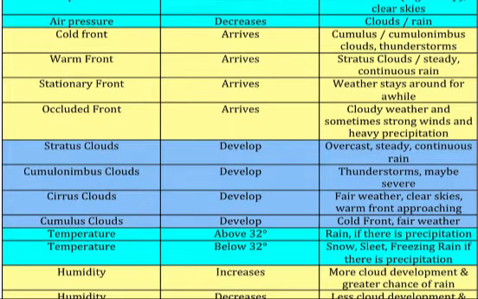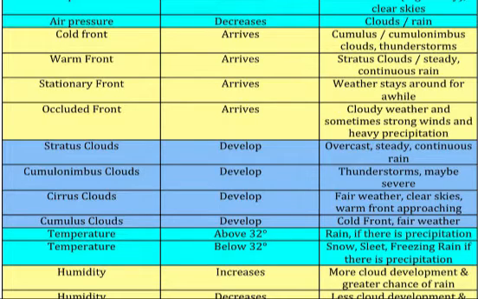You don't have to know clouds, but if your brain's already on top of all this stuff and you want to add a little bit more, check out the stratus, cumulonimbus, cirrus, and cumulus clouds. Temperature. If it's above 32 degrees, and that is Fahrenheit, that means we have rain as precipitation. If our temperature is below 32 degrees Fahrenheit, that's when we get snow, sleet, and freezing rain if there's precipitation.